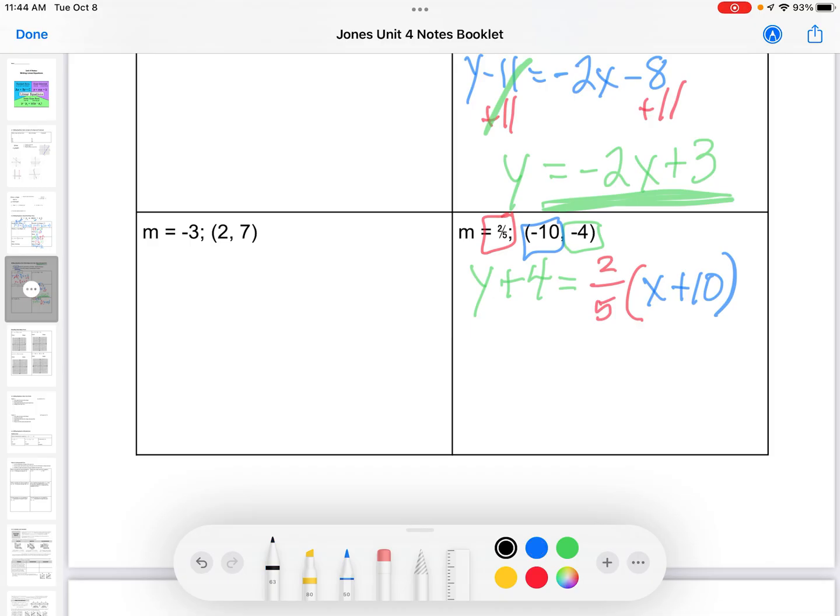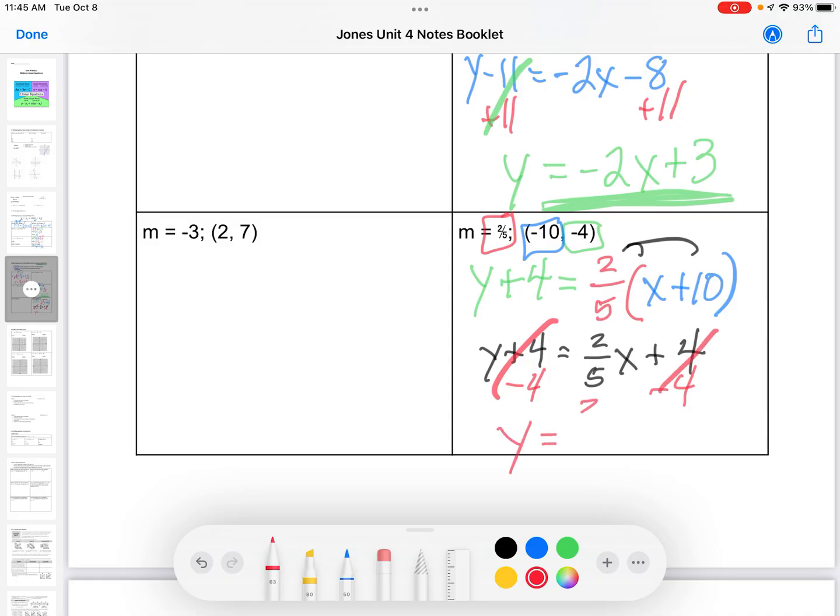And now we distribute and we get y plus 4 equals 2/5 x plus 4. Take away the 4, and what happens? The constant goes away. That means you have a y-intercept of 0, and we don't need to write plus 0, so we just write y equals 2/5 x.